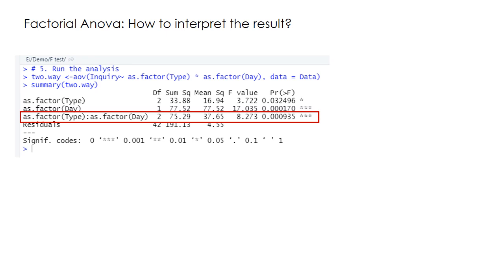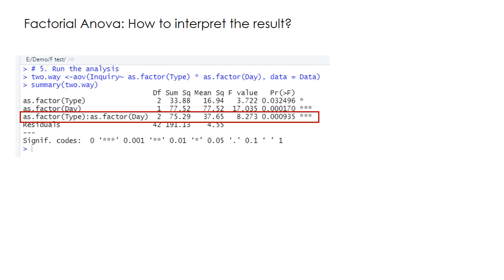The variation caused by factor A, which is the type. Variation by factor B, which is the day. Factor A is actually the day, factor B is the type. Okay, and then the interaction between the 2 factors. Okay, and then you have the degrees of freedom, sum of squares, mean of sum of squares, the F value, and also the probability value. Okay, this is what is different from calculating manually.